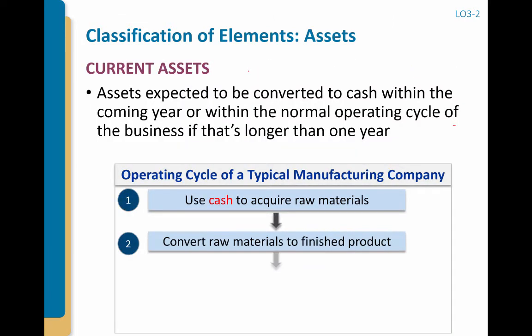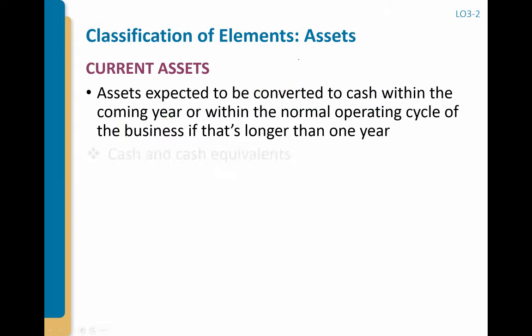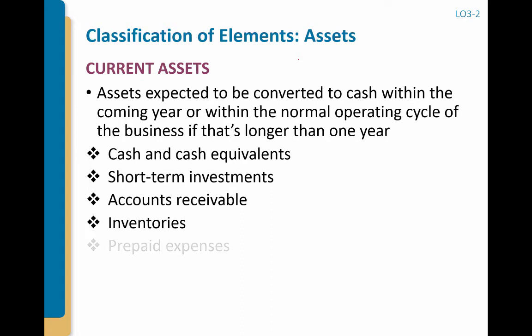So current assets are basically converted to cash within the coming year or normal operating cycle. Normally we use 1 year. So basically we use cash to acquire raw materials. We convert those raw materials to finished product, deliver the product to the customer, and we collect cash. So we have cash to purchase items and cash that we receive from the customers.